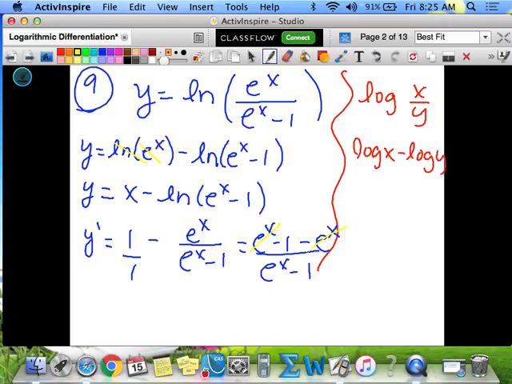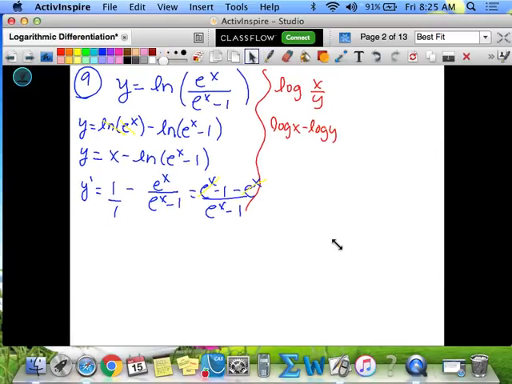1 times e to the x minus 1 is e to the x minus 1. And then you can cross multiply. Why? Because you're trying to make it match there, so you need a common denominator. You could have left it for me right here. But if you get your common denominator by multiplying the 2 denominators together, you can cross multiply. So, 1 times e to the x minus 1 is e to the x minus 1, minus these two things multiplied. Okay?